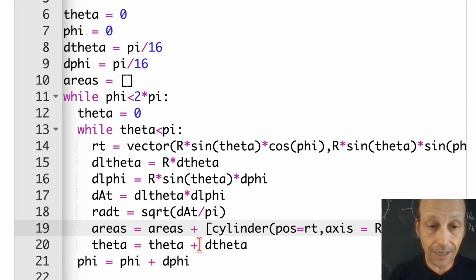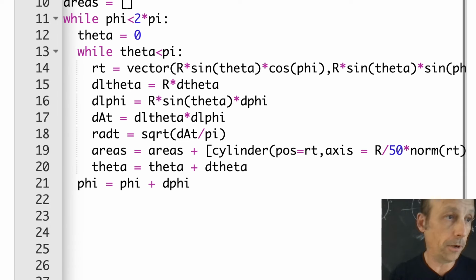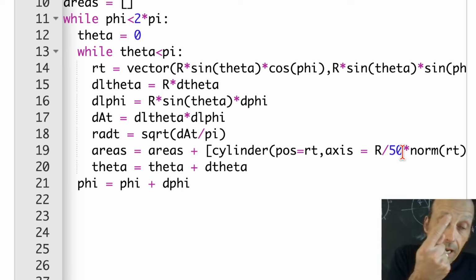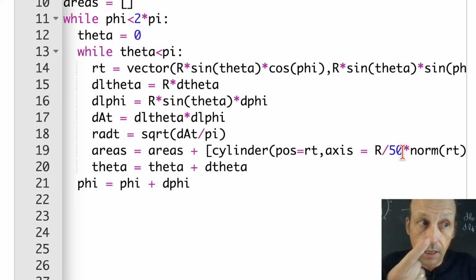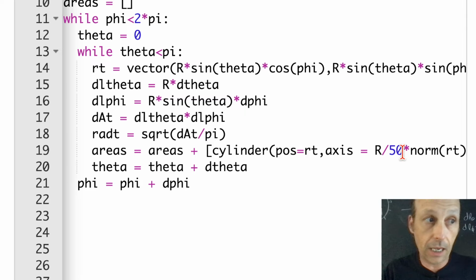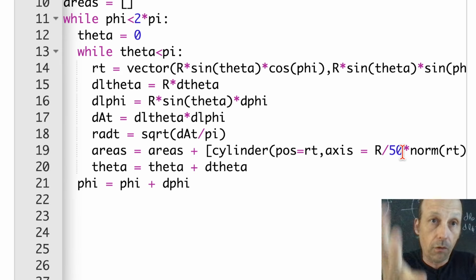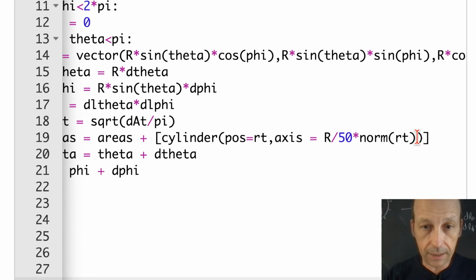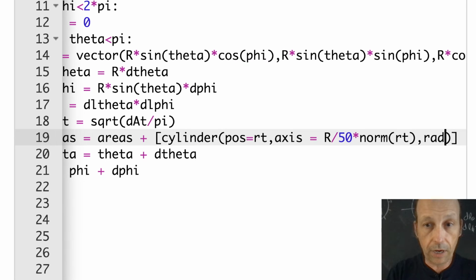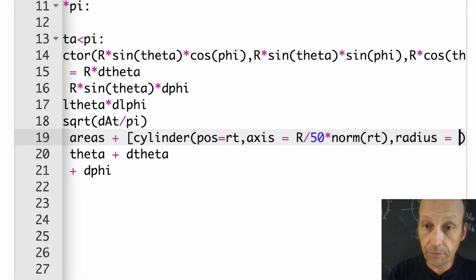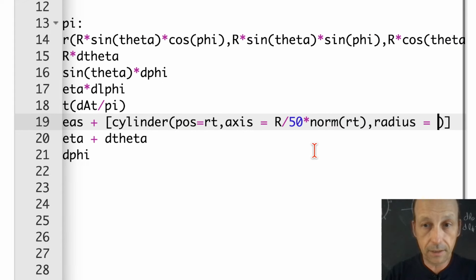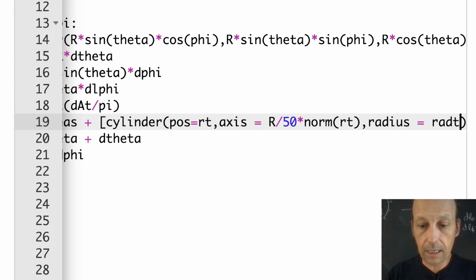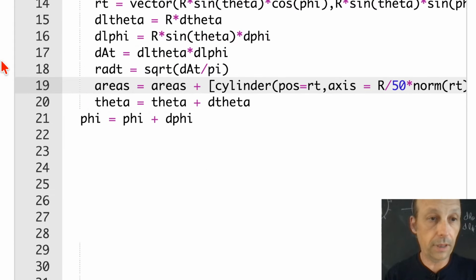So what that does, and let me just put this up here. The location of that piece is RT. Norm RT is a unit vector in that direction. So I'm setting the axis of that as a really thin thing, but in the direction of RT. So they're all oriented in the correct way. So that's the axis. Now I need the radius. Radius is going to be equal to, they're all different radiuses, it's going to be rad t. And let's put, that's fine. I think that's it. So let's just run that.